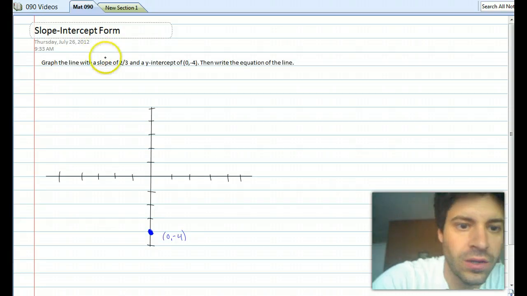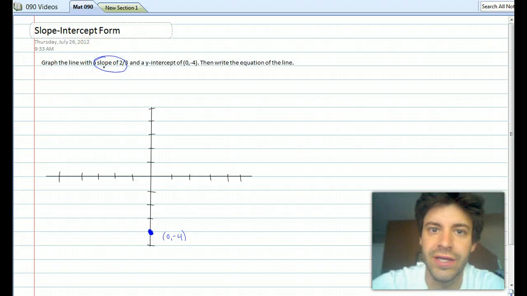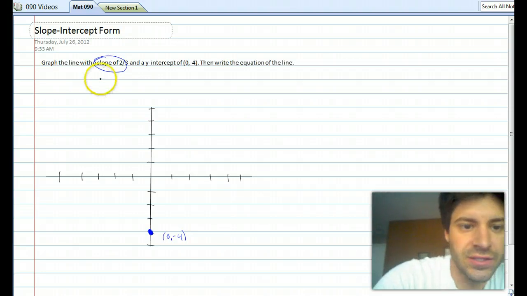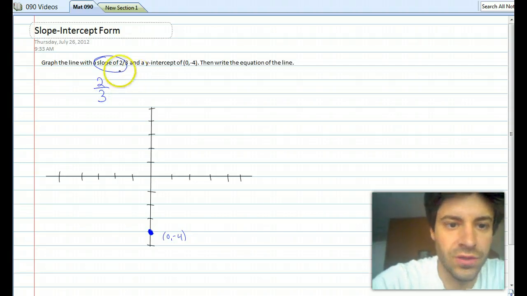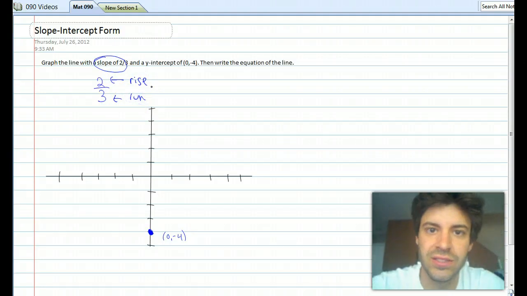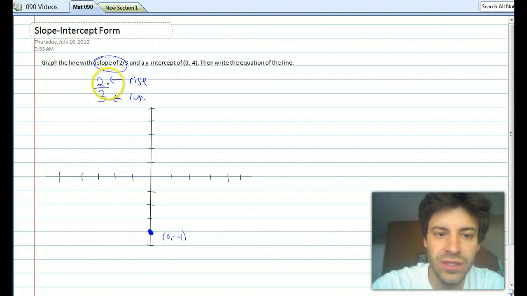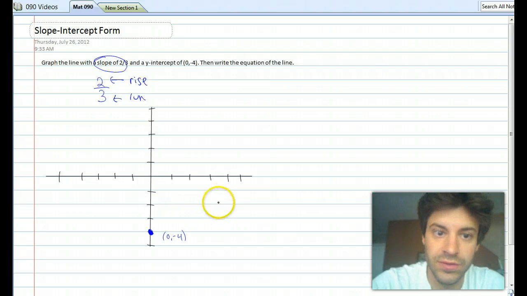Now what does the slope of 2/3 mean? If you'll recall, we called slope rise over run in a previous video. So in this case, our rise over our run is 2/3. The rise of this graph is 2, and the run of this graph is 3. What that actually means is for every 2 units this graph rises, it's going to run 3 units left or right.